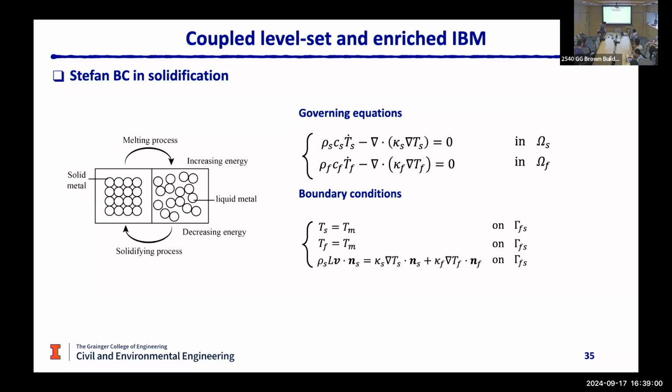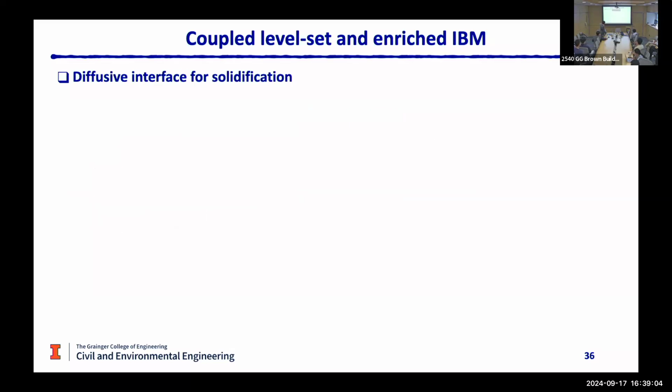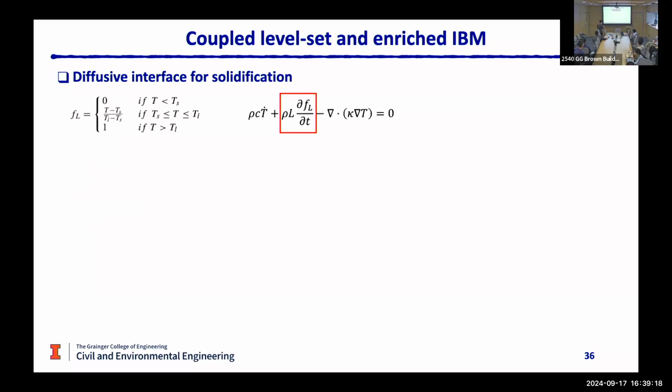So if you solve the solidification problem using the standard diffusive interface approach, what will you do? You will define a liquid fraction, right? This is what everybody is doing in additive manufacturing as well. And then you convert the Stefan boundary condition into a body force term into the energy conservation equation, right? To be honest, I think this is very straightforward. This is very easy to handle.